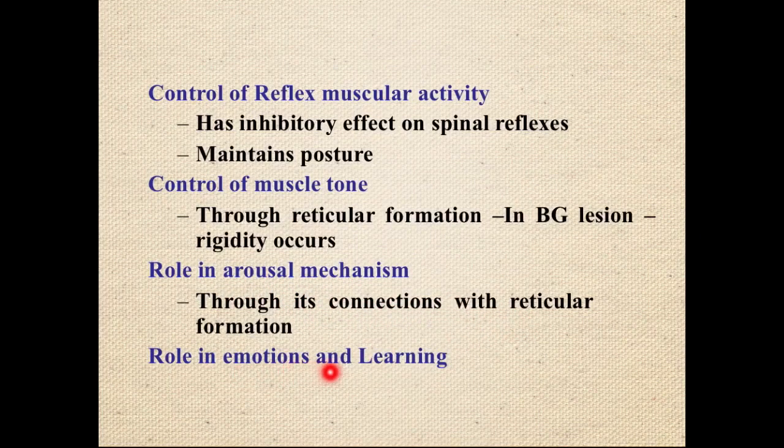And role in emotions and learning, we can say, like the globus pallidus and all these, they have got a bit of a role. So if a person is suffering from degenerative disease of the basal ganglia, in the end stage there might be some sort of dementia, because it has got a few connections with the limbic system and all. Okay. So that is very minor.